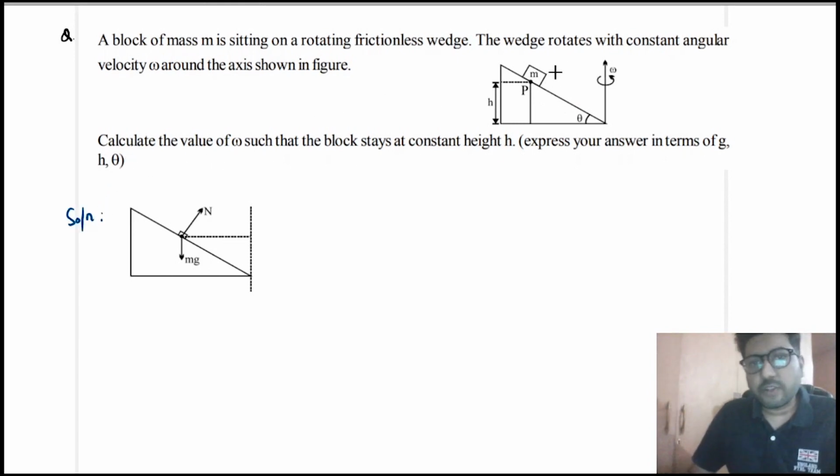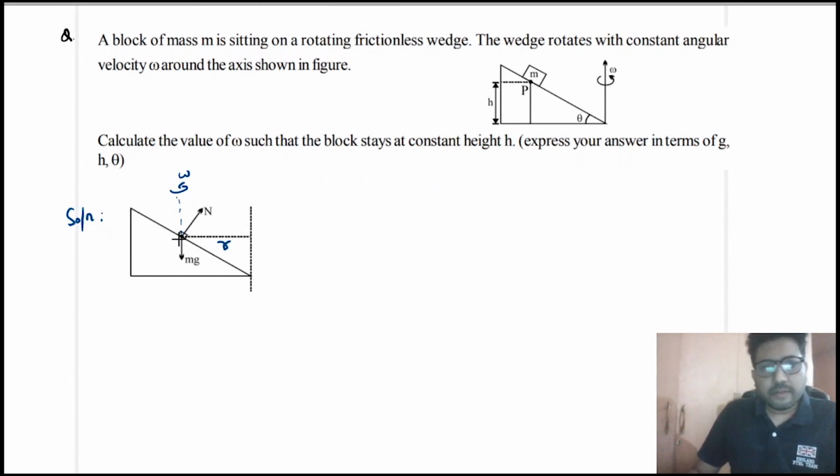So let us draw the FBD of this block. So what are the forces acting on this block? One is gravity and the second is normal. Now because this block is performing circular motion along with the wedge, you will say that the angular velocity of the block is also omega. Also this will be the radius of the circular motion of the block.